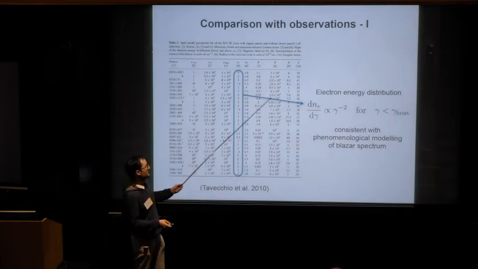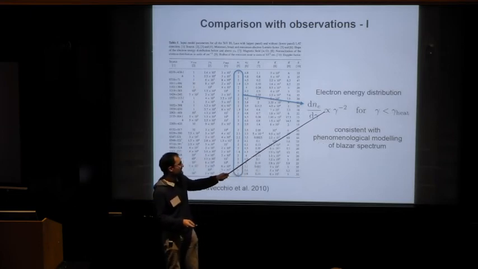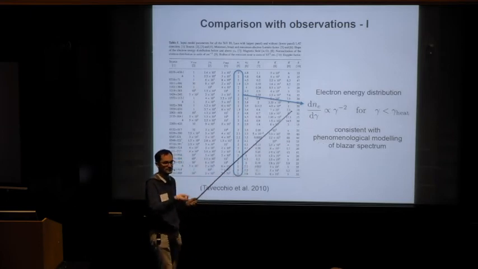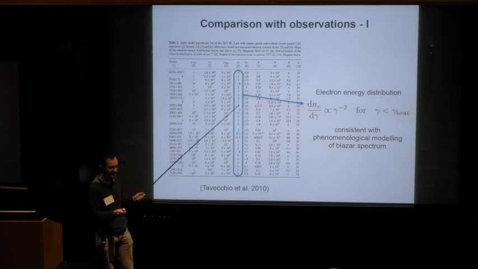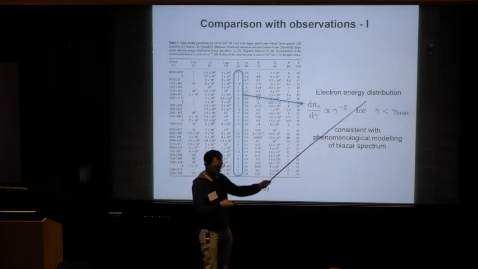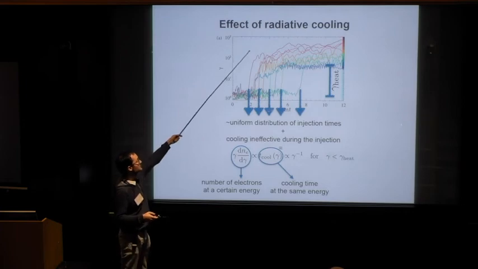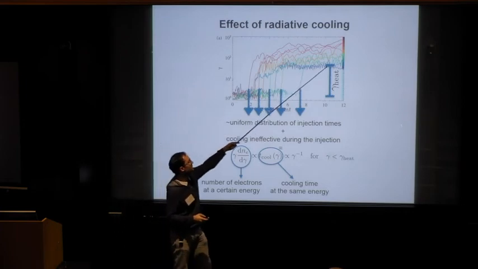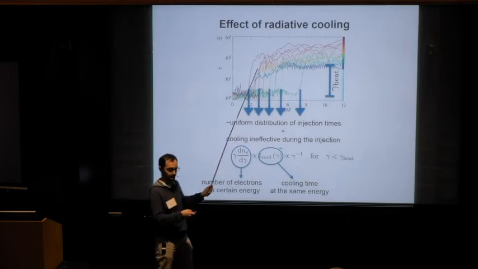And of course, at gamma smaller than this gamma heat, one expects this distribution, and then the distribution is expected to steepen very fast, very abruptly at energies higher than this one, because basically injection is ineffective at energies which are here. So if I go to energies above this one, I expect to see basically no particles.